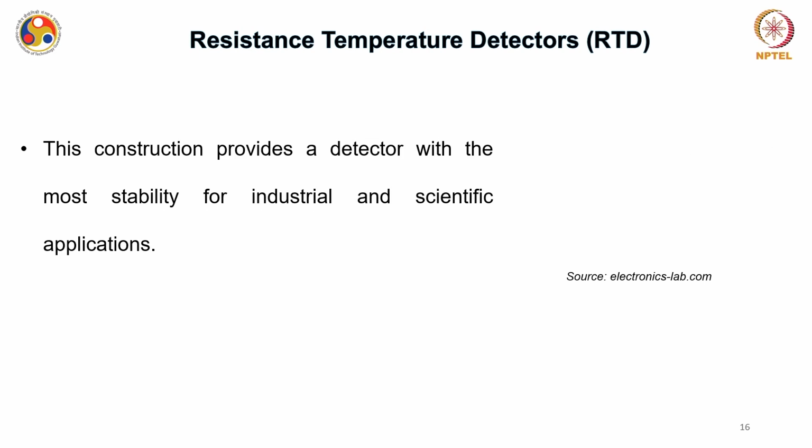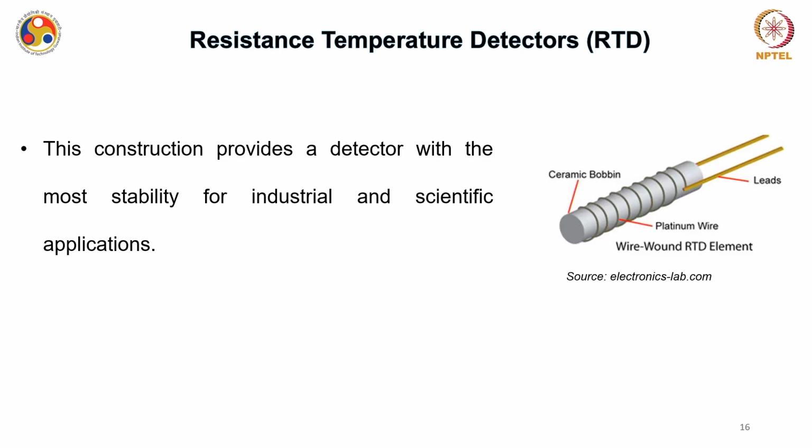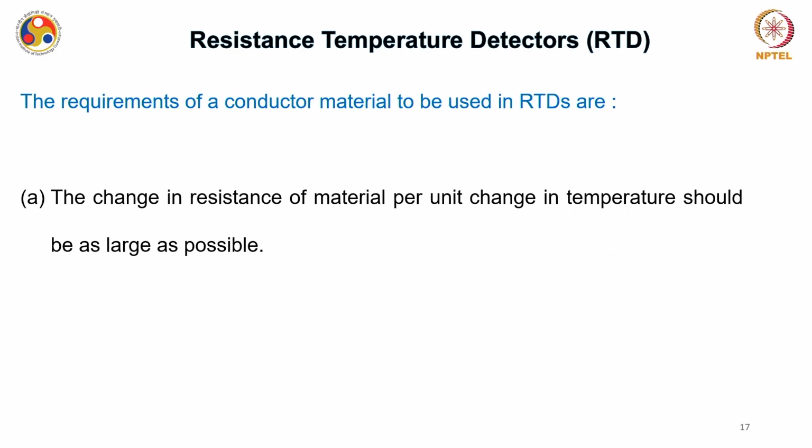Now this construction provides the detector with the most stability for industry and scientific applications, because these are rugged devices, and industry actually utilizes these devices regularly. Now, regarding the requirements of conductor materials to be used in RTDs, there are various qualities that you want in a metallic or alloy material to be suitable for RTD application. You cannot utilize any material for the RTD.